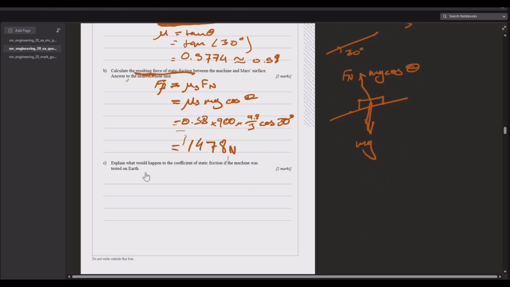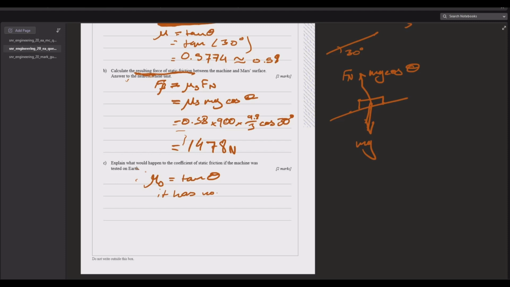Now the last part of this question, 2 marks. Explain what would happen to the coefficient of static friction if the machine was tested on Earth. So you get 2 marks here. One's probably for mathematical reasoning, one's for the correct answer. So mu s is tan theta. It has no dependence on gravity. It would not change.